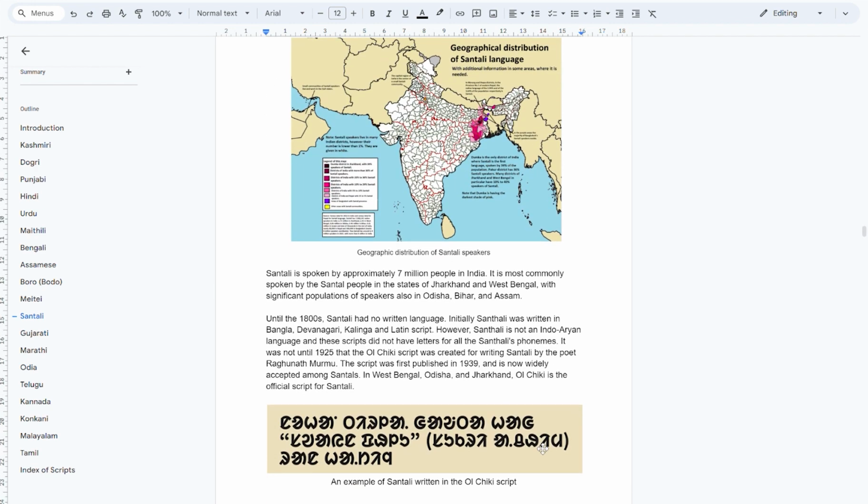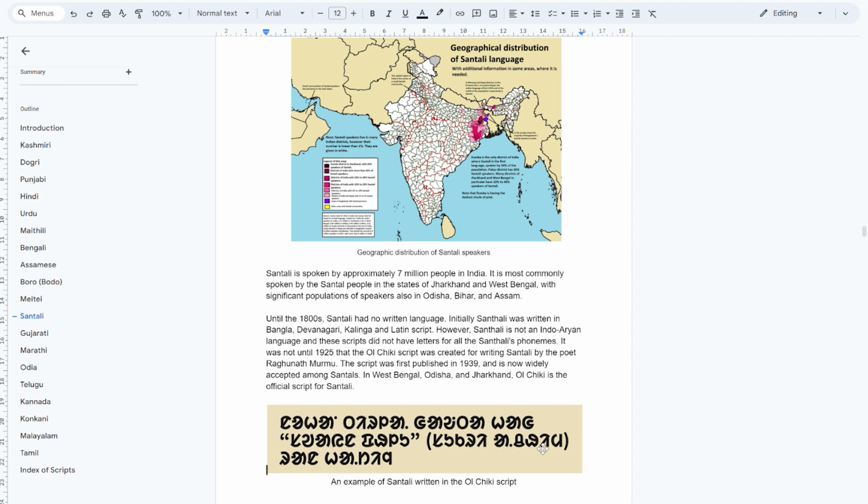Next we move on to Santali. So Santali is spoken by about 7 million people in India. It's most commonly spoken by the Santal people in the states of Jharkhand and West Bengal. There's also some populations of those speakers in Odisha, Bihar and Assam.